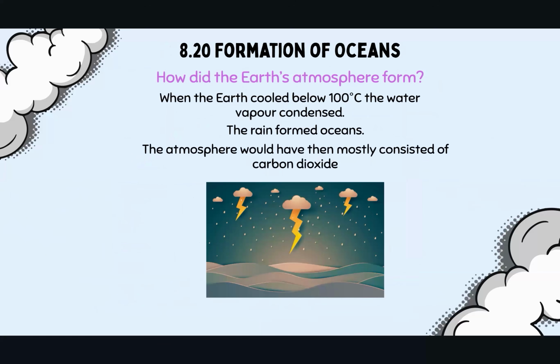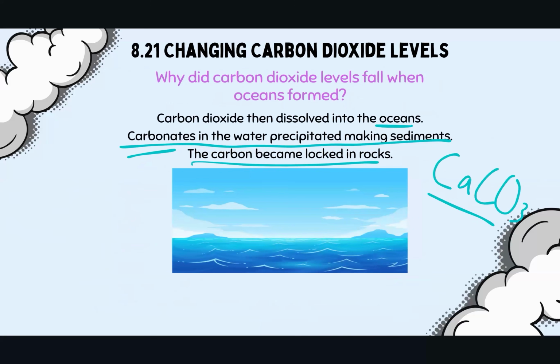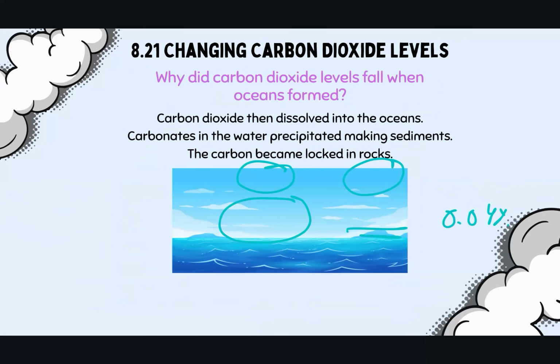When the temperature went below 100 degrees, water vapor condensed and it formed the oceans. The carbon dioxide dissolved in the oceans and was locked in rocks because it reacted with things to make carbonates.